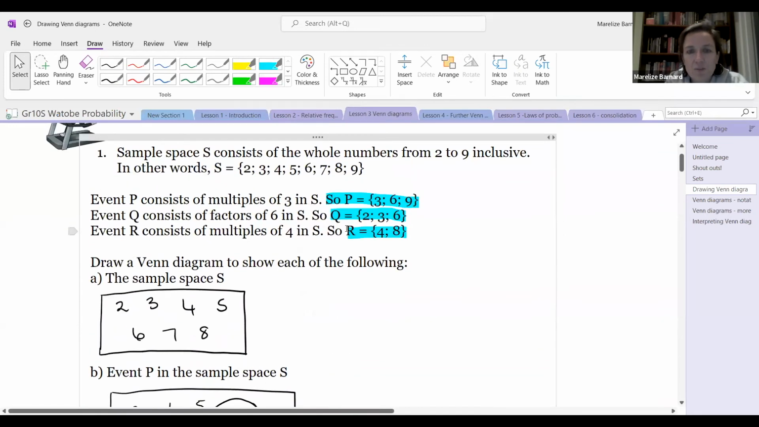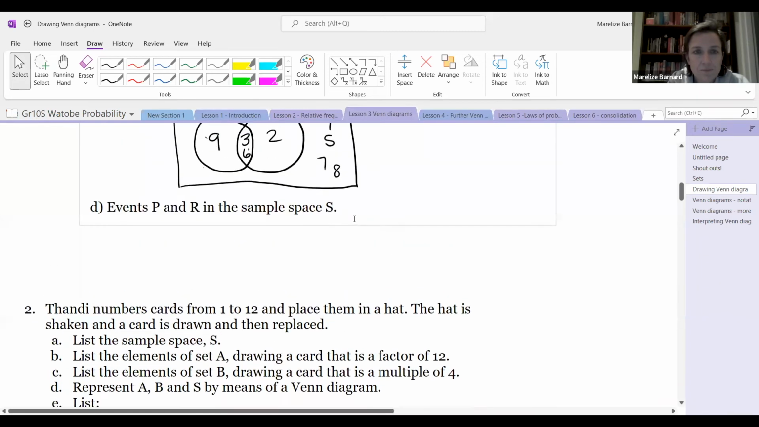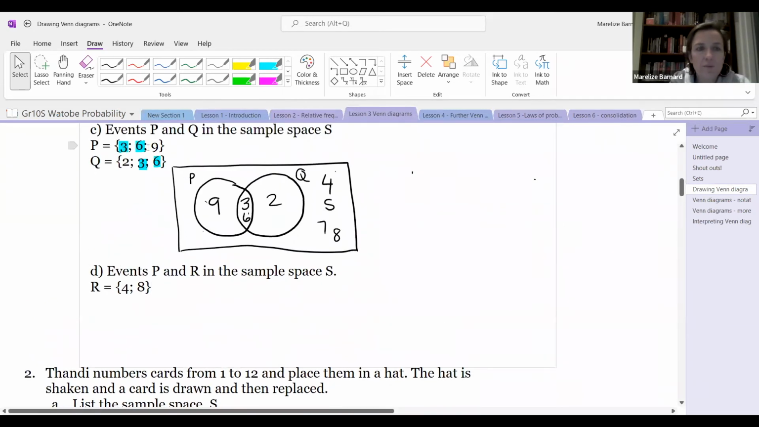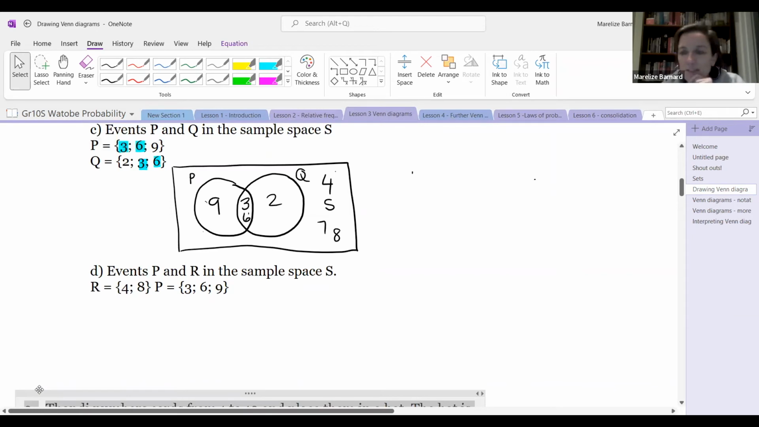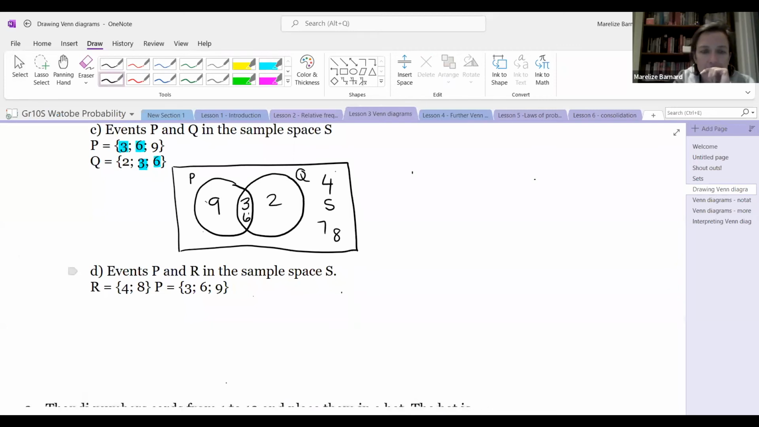Okay, and then the last one is to do P and R in a Venn diagram. So P we said is 3, 6, and 9. And R is 4 and 8. So again, take 20 seconds to draw yours, and then you can compare it when we are done.